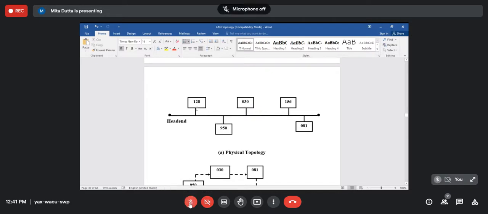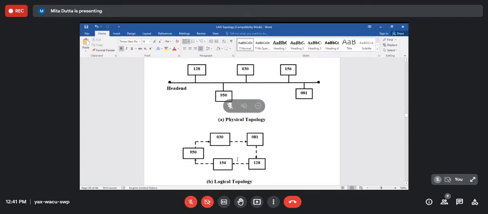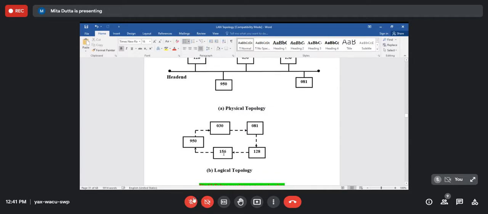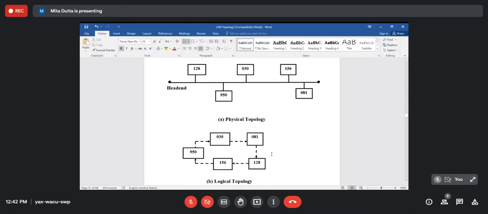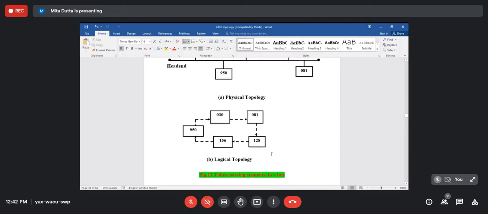Here, say if 128 takes the token first, then after 128, which station will come, then 156, then 950, then 30, then 81, in this way. If 156 takes first, then 156, then 950, then 30, then 81. If 30, then 81, 128, 156, 950. The token will circulate in this way. Clear?